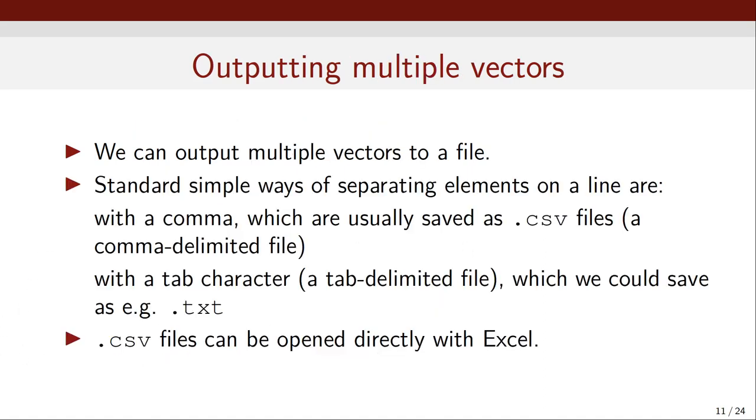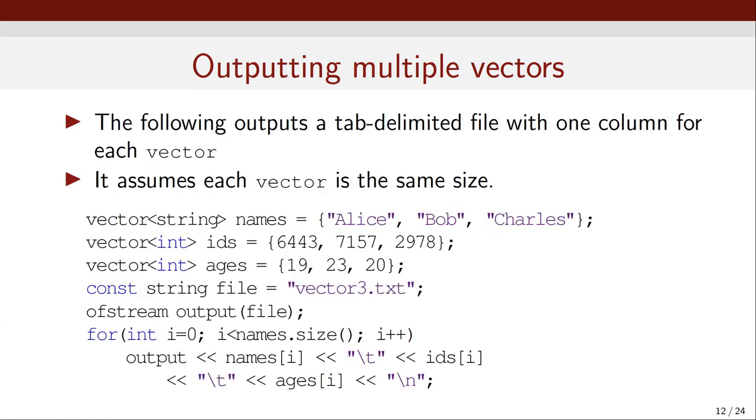Now, let's suppose I want to output multiple vectors. There are standard simple ways of separating the elements on a line. One of them is to use a comma, which is usually saved as a CSV file. That means comma separated values or comma delimited file. Or we can use a tab character. So that will create a tab delimited file, which we could save, for example, as a .txt file. Note that CSV files can be opened directly with Excel if you need to. So here's an example. The following outputs a tab delimited file with one column for each vector. It assumes that each vector is of the same size.